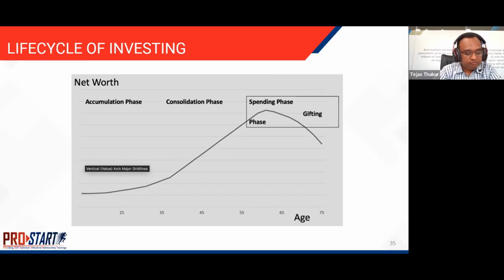The last is the gifting phase. This is when the person realizes that he or she has more assets than they will need for spending, and therefore they start making investments to leave a legacy or support a charitable cause, and those investments are basically diverted to such kinds of asset classes.